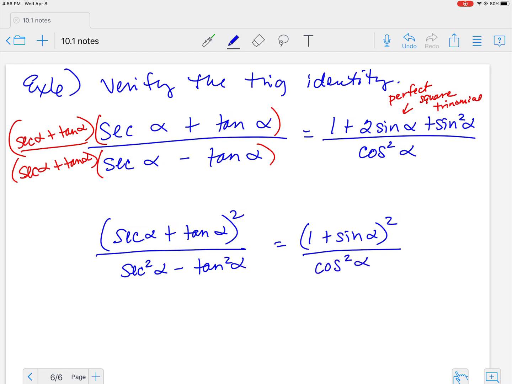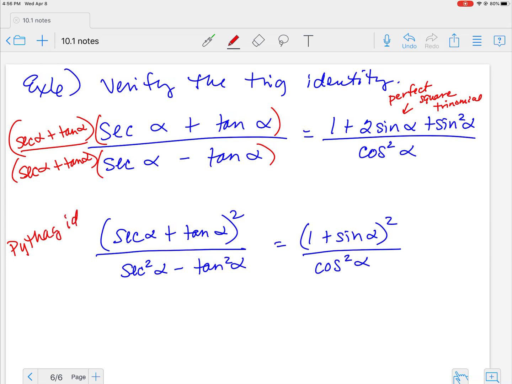All right, so let's hang on to that here for just a second. This is 1 plus sine of alpha squared over cosine squared. All right. Because if I were to FOIL this out, square the first term, multiply these together by 2, and then square the last term, right? That's our pattern. Okay, now I've got this squared and this squared, so something's got to happen with that.